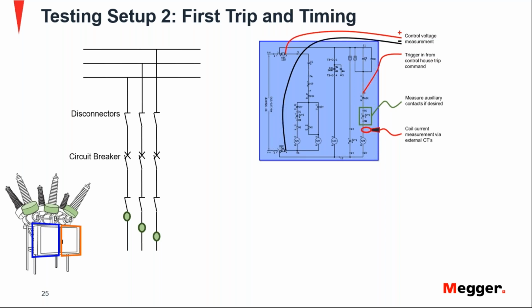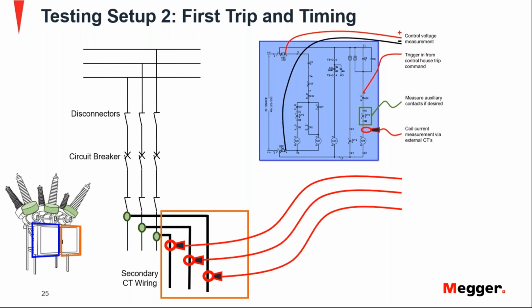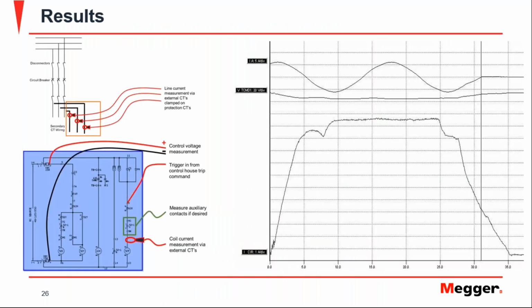So we go again to the secondary side of those CTs, and those go through the control box. And in this case, we are going to connect CTs to each phase, and that is going to measure the line current. And everything will show like this.